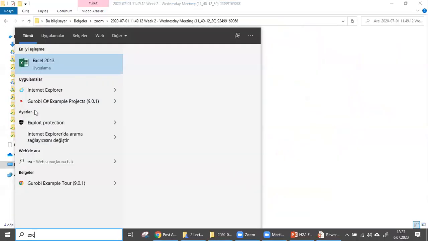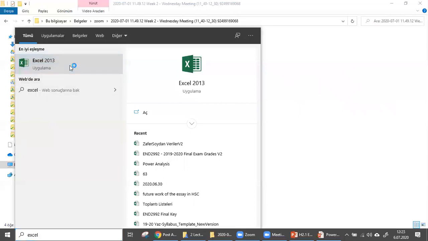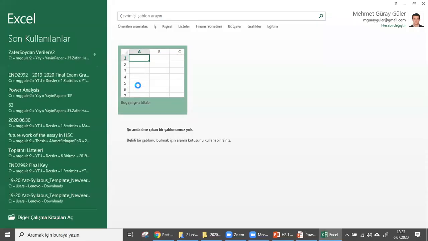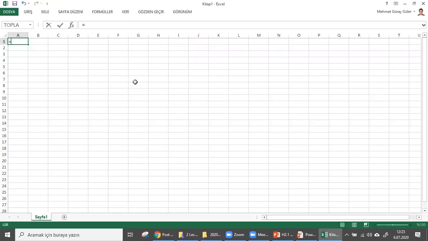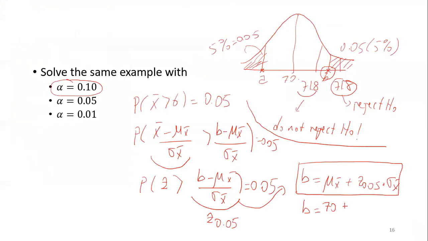Let me find Z sub 0.05 from my Excel. It is 1.645. So this is equal to 1.645 times sigma of X bar, which is equal to 0.89.